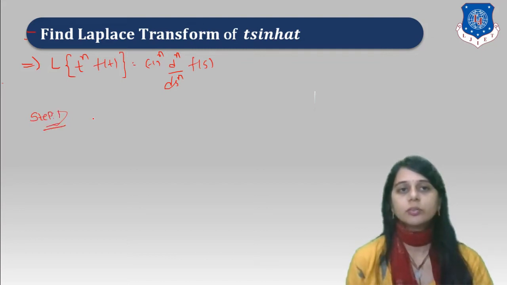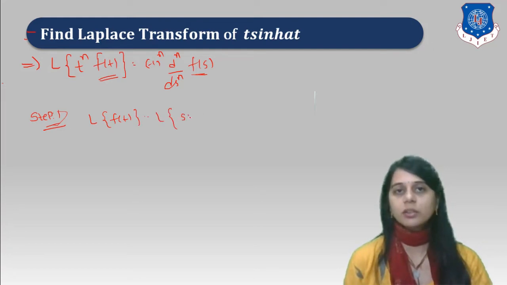Step 1: first of all, you have to find Laplace of f of t, which is F of s. So what is your Laplace of f of t here? It is Laplace of sine hyperbolic at. So the answer is a upon s square minus a square.